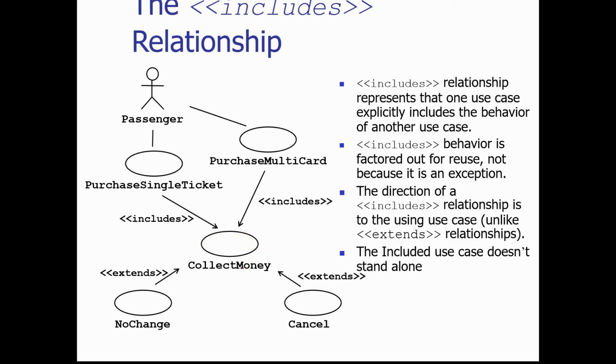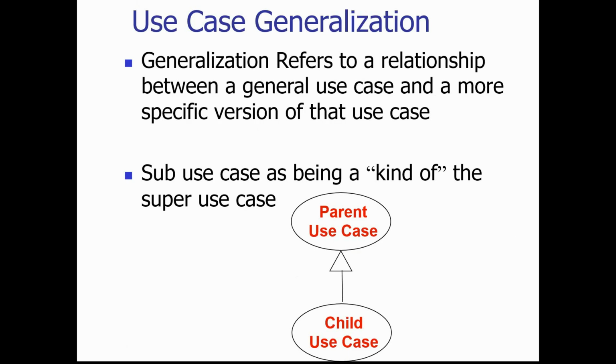So once you have this include relationship, we increase the readability of the use cases, and this will also help us later on in designing the software. Here we can have one subsystem just focus on collect money, so it will help us to design the software as well. So here we have two relationships. One is extend, to represent the exceptional, and we also have include, if you have a common activity and want to factor it out.